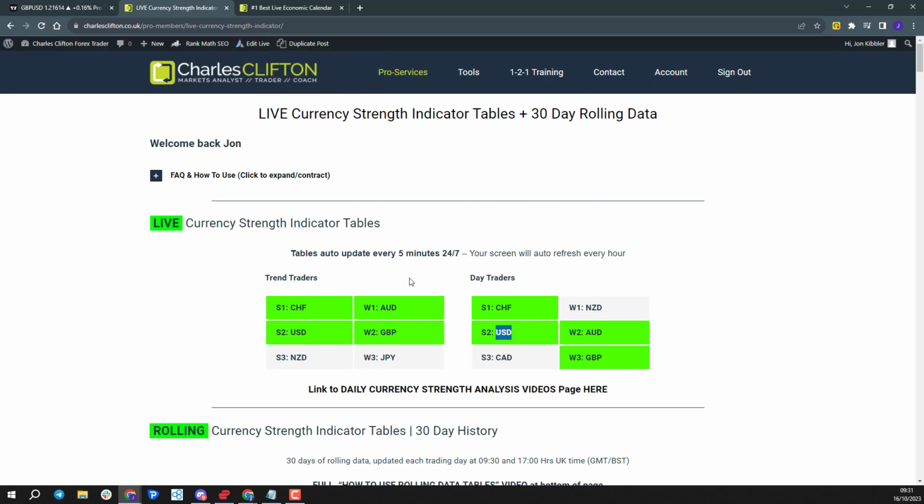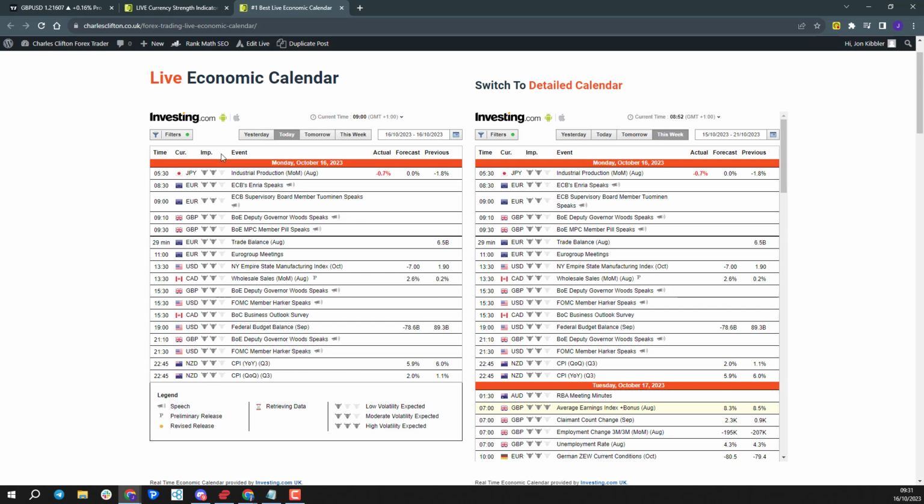Obviously they change and they update every 5 minutes 24/7, so you've got the option here to log in and look at those changes as they happen. On the slate today, not too much in terms of high impact, but there's definitely some news to be aware of, so keep an eye on that as well.